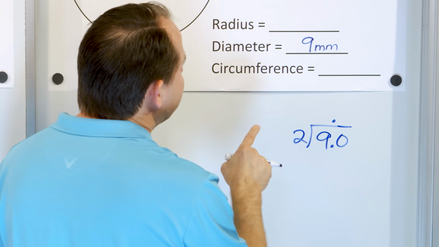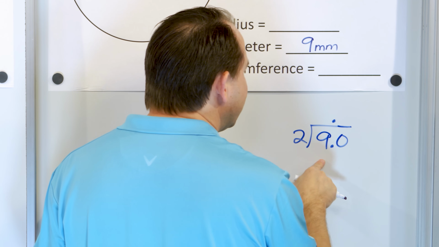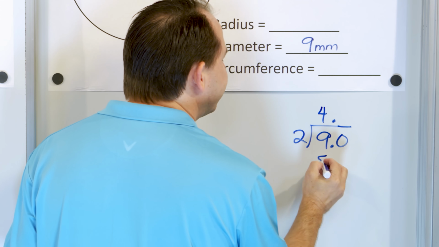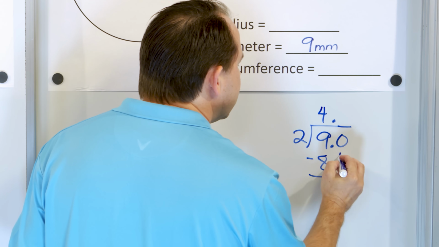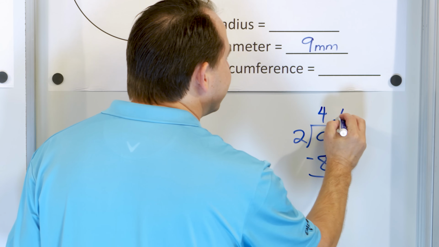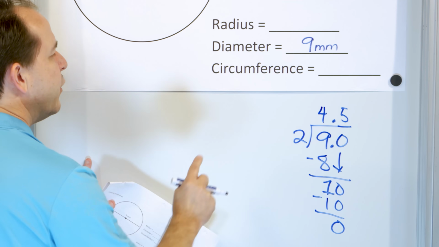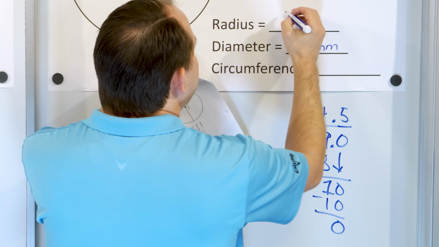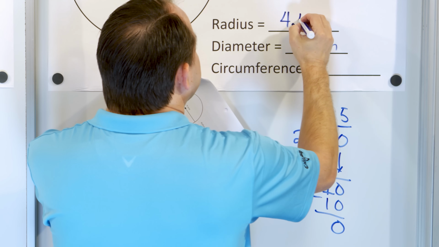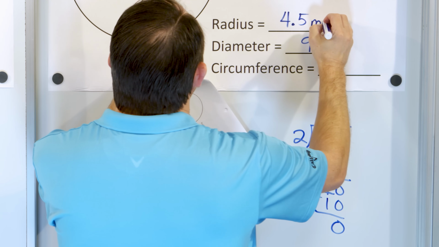Well, what do we get? 2 times what is 9? The closest we can get is 2 times 4, which would be 8. 1, grab a 0, and then 2 times 5, which is 10, and then the remainder is 0, so we stop. So 9 divided by 2 is 4.5. So the radius is 4.5, and the unit is millimeters.